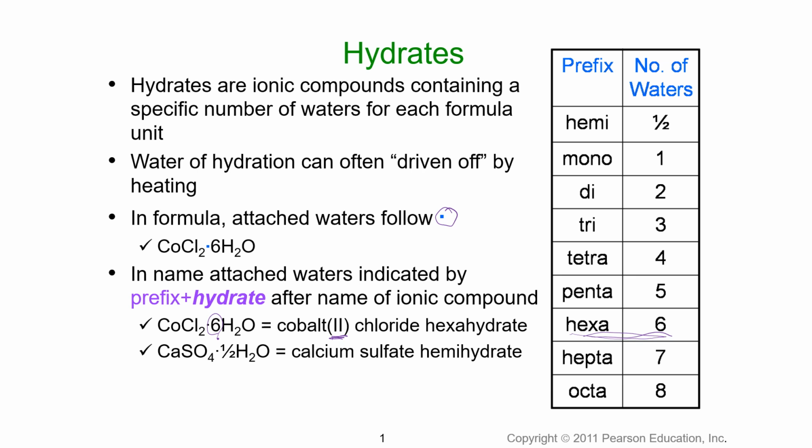So for example, CaSO4 with half a water is going to be calcium sulfate, no Roman numeral required because calcium is in column 2. And then hemi, so hemi represents that 1/2 hydrate. Calcium sulfate hemihydrate.